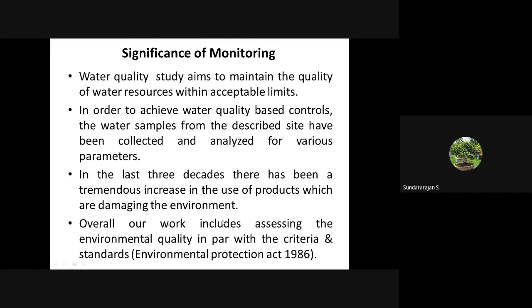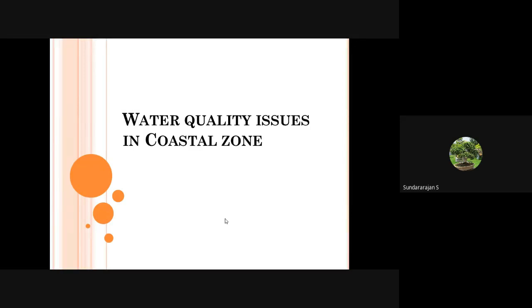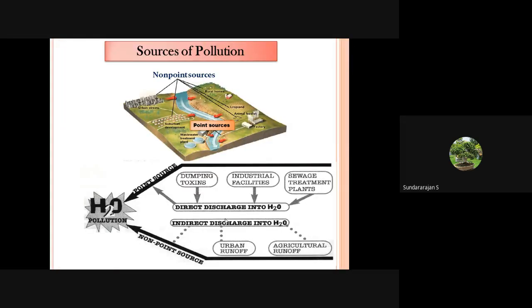The overall work includes assessing the environmental quality, and empowering the criteria and the standards of our environmental protection. The water quality is in the process. We are categorizing into 2 categories. One is point sources, like industrial discharge, sewage treatment plants, and dumping of toxins. Another one is non-point sources: urban runoff, coastal urban runoff, then agriculture runoff.